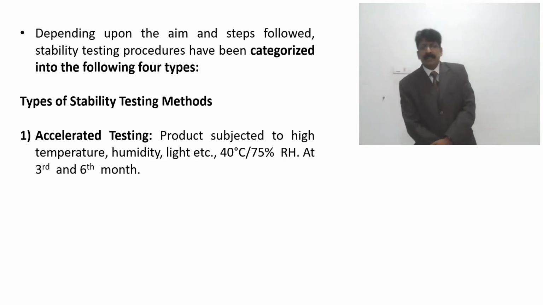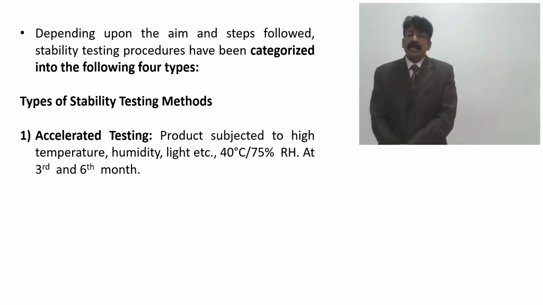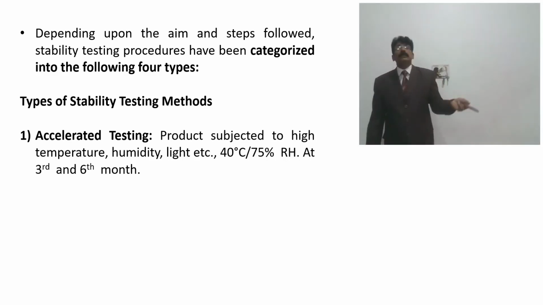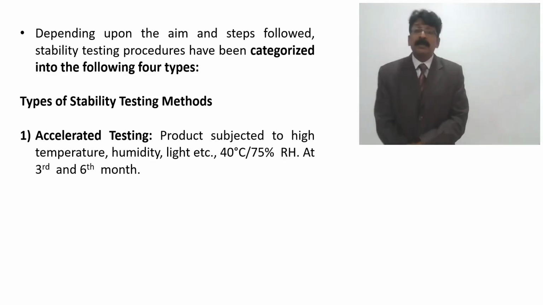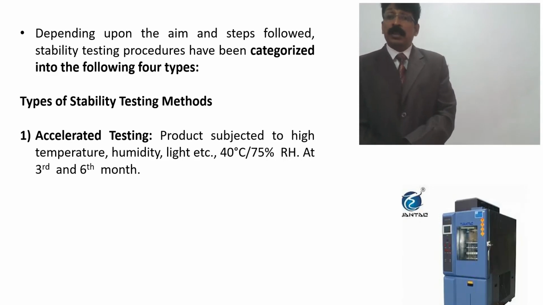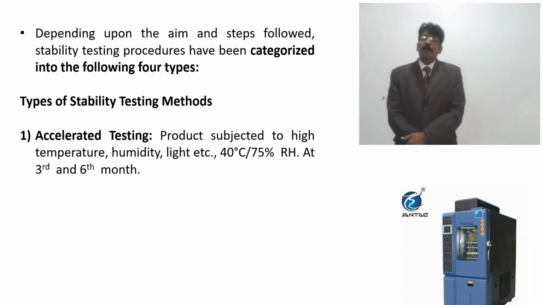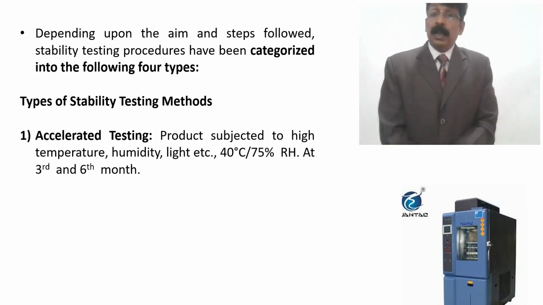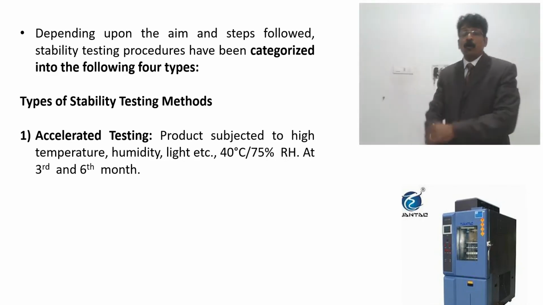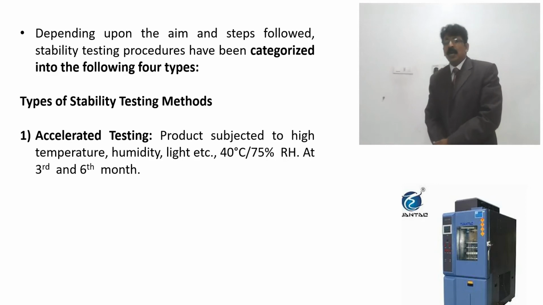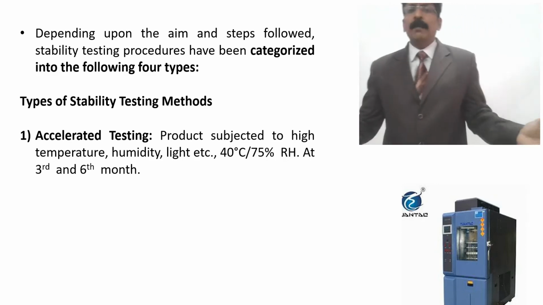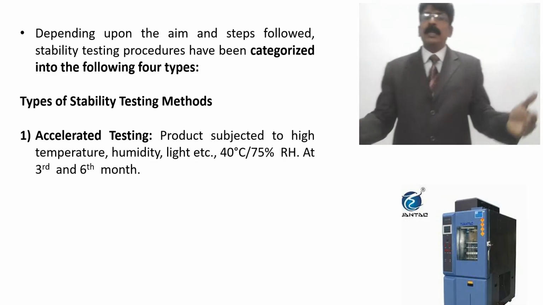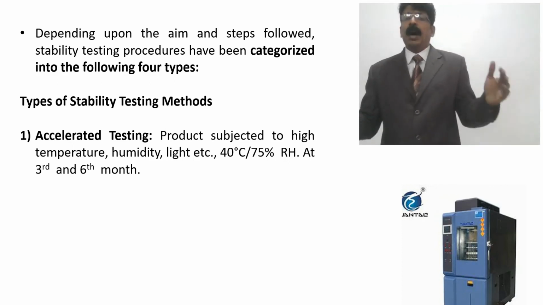That is 40 degrees centigrade, 75% relative humidity, at 3 months and then 6 months intervals. It is possible for you to do this in a short term. This is an instrument which can be used for various stability studies in our lab. Large rooms are also available in certain industries to hold lots of products, and it can be computerized, because humidity and all these things can be maintained by this chamber.